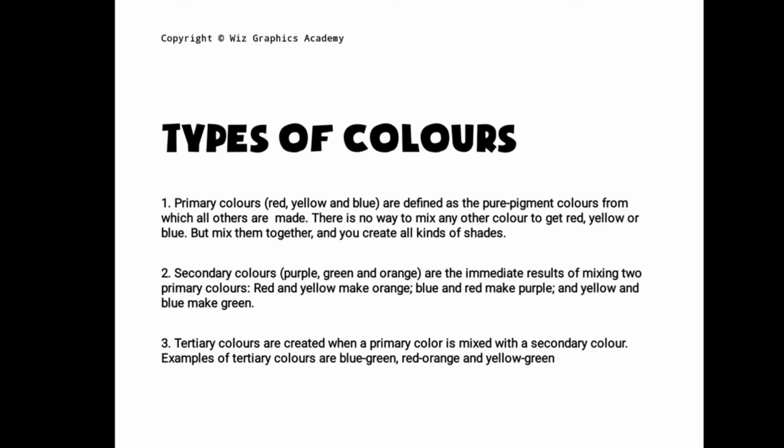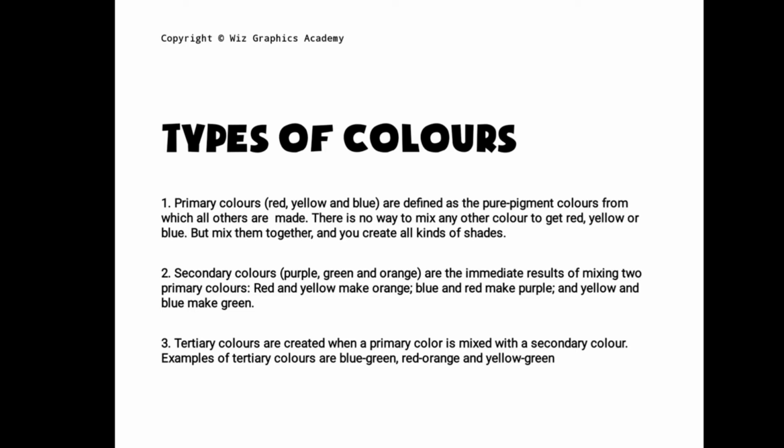Let's kindly look at the types of colors that we have. Now, the first type of color that we have is the primary color. This is the first type of color that generates every other color. The primary colors consist of red, yellow, and blue. Through these colors you can get every other type of color that you can ever think of.